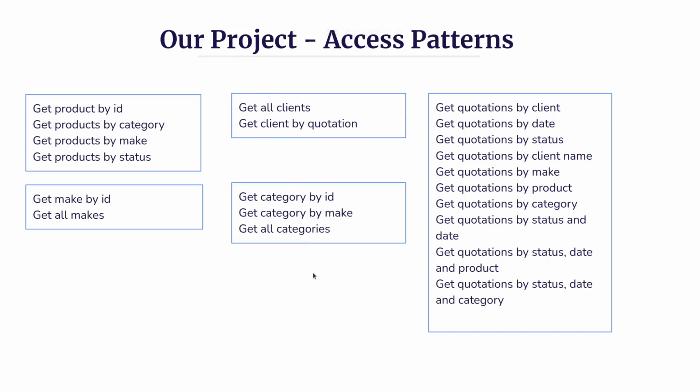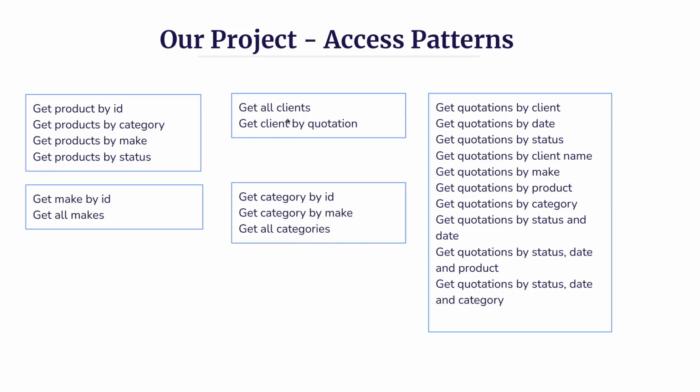Okay, so let's start with products. I would like to get the product by ID, by category, by make, and by quotation status. As a user, that is what I want to see. If I click a product, I would like to see all the information of the product. If I click a category, I would like to see all the products of that category, and so on. The same with the make. I would like to see the make by ID and all the makes. The category, I would like to see by ID. If I click a make as a user, I would like to see all the categories there, and all the categories as well.